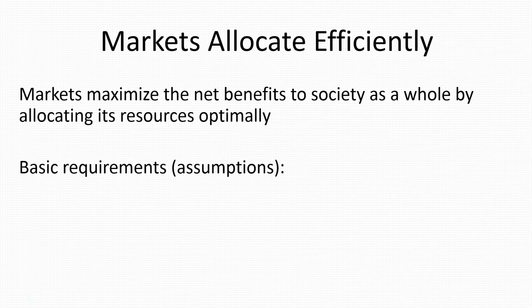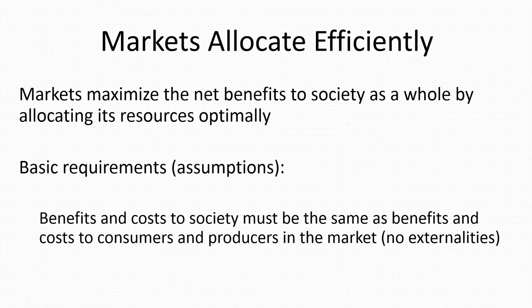So there are a couple of basic requirements or assumptions to make the argument that we're going to be looking at here. First, benefits and costs to society must be the same as the benefits and costs to the consumers and producers, or really the demanders and suppliers in the market at hand. This is another way of saying we can't have any externalities, and we'll come back to that notion later on in the term. And the second assumption or requirement is that we have competitive markets. There can't be any monopoly, or for that matter, monopsony, which we'll talk about also later on in the term.